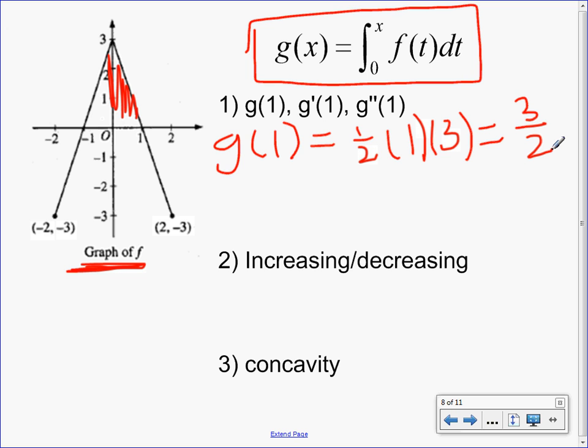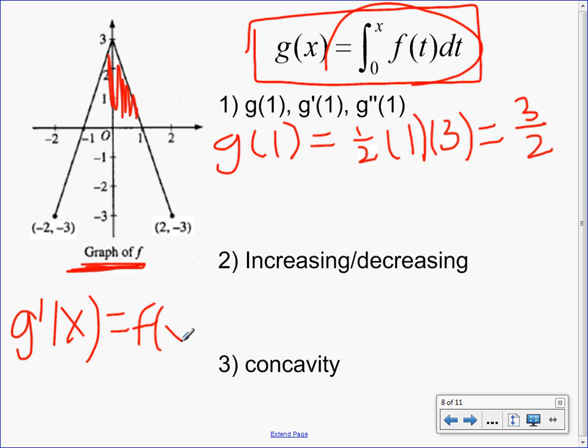Okay. Now, g prime of 1. What is g prime? Which in this case is what? Yes. The derivative of g would be the derivative of the integral, which is f of x. So if I ask you for g prime of 1 on that graph, what are we looking for? The function value at 1, which is 0.